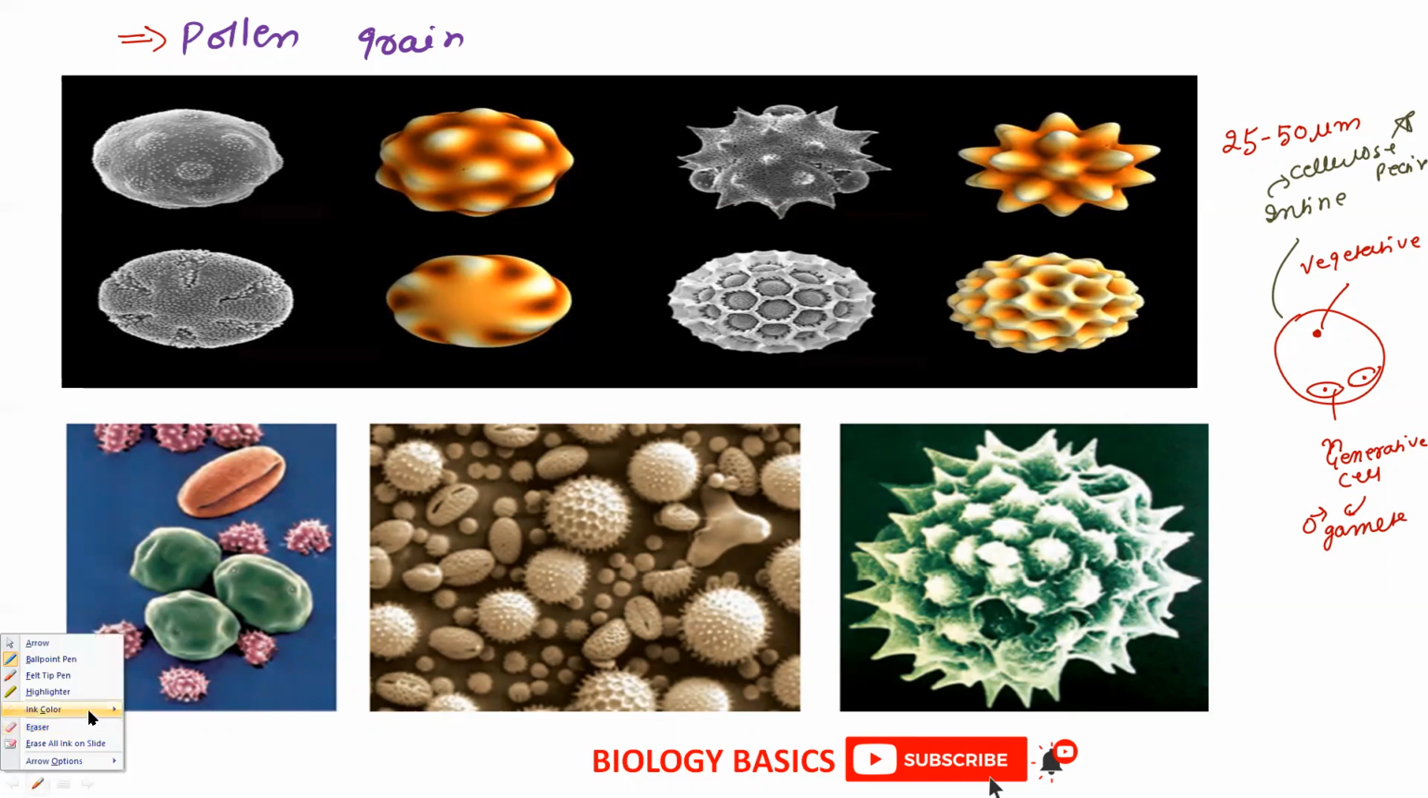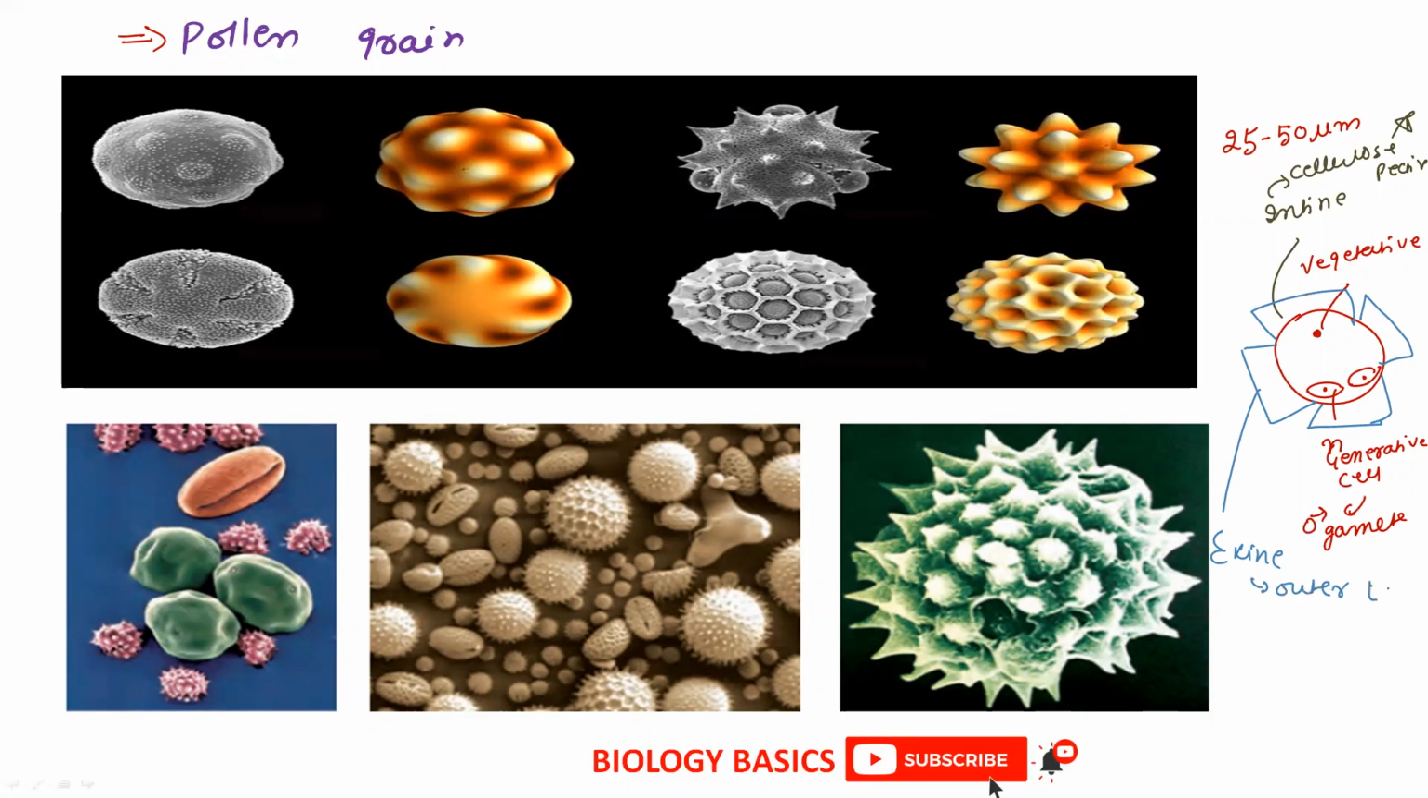And the outer layer of the pollen grain is the exine. This is the outer layer, and this is made up of sporopollenin. This sporopollenin gives an advantage to the pollen grains, because it is resistant to acids and lots of other things.